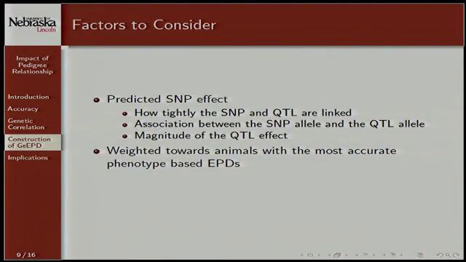In doing this, what we're going to find is that when we build that training data set, it works really well with the training data. It's going to tend to be weighted towards animals with the most accurate phenotype-based EPDs. The more phenotypic information you have, the better you're able to detect it, and so it's going to work the best with those.